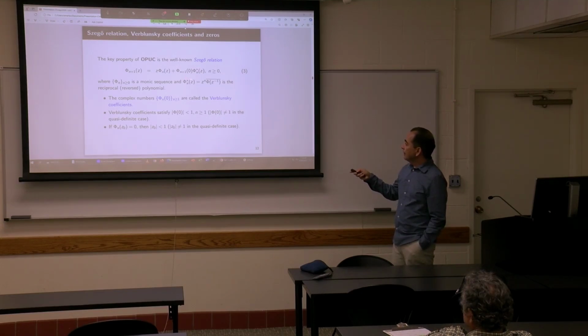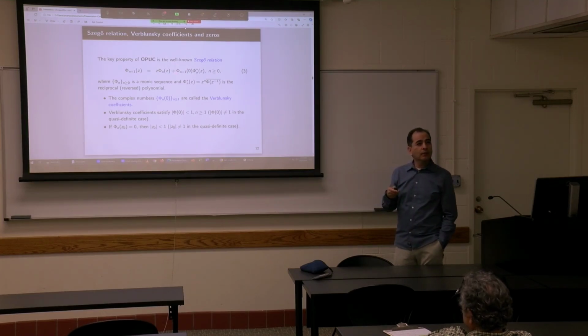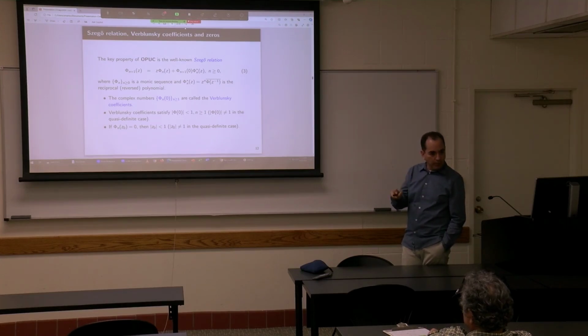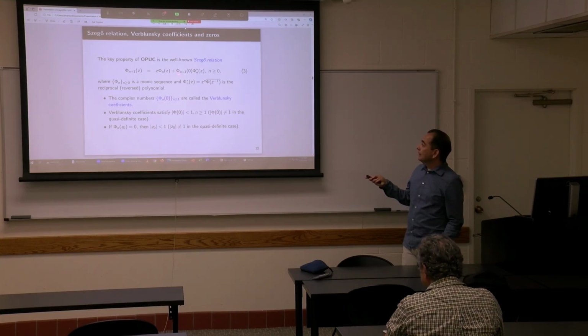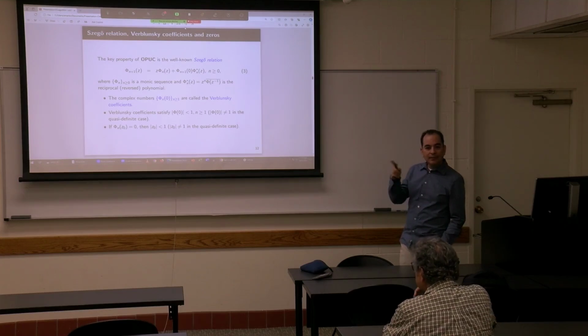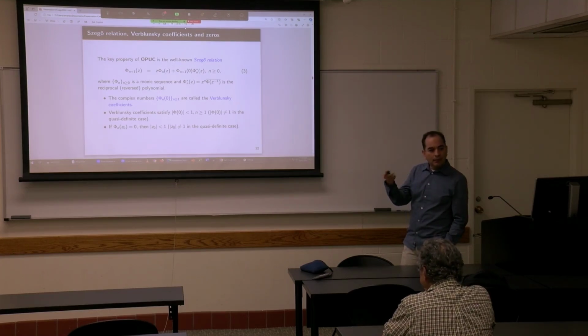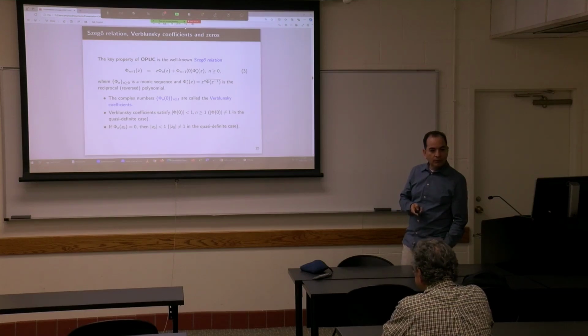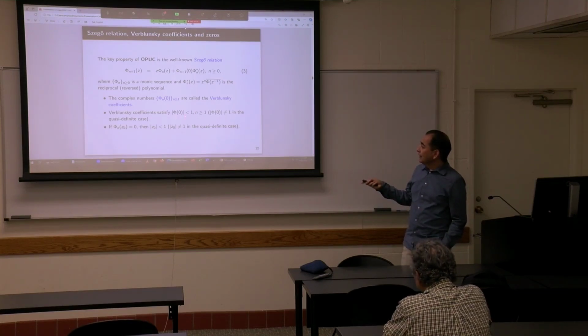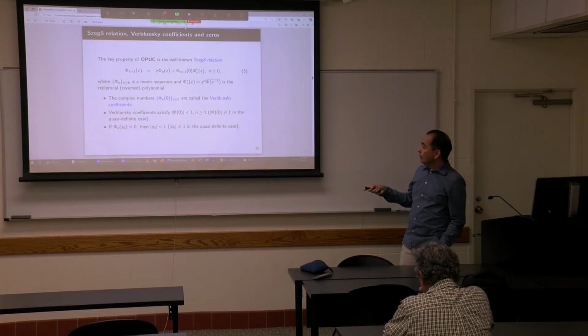These numbers that appear here are called Verblunsky coefficients, reflection parameters, Schur parameters. They have several names, and they play the same role that the a's and the b's play for orthogonal polynomials on the real line. And they satisfy that they are located in the unit disk, in the positive definite case. In the regular or quasi-definite case, they satisfy that the norm is different from 1.